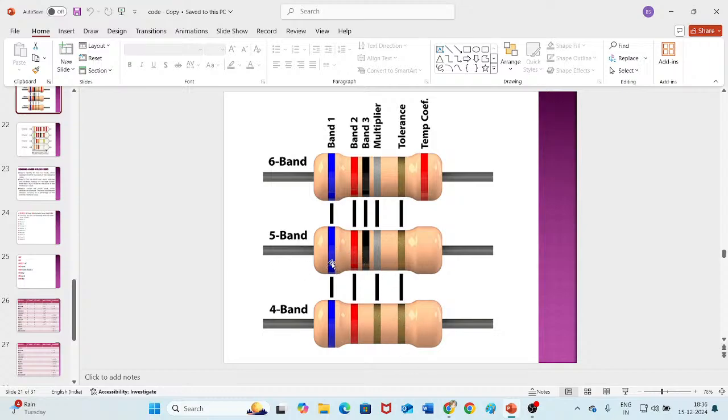For 5 band, the first three are the digits: digit 1, digit 2, digit 3. The fourth one is the multiplier and the fifth one is the tolerance. For 6 band, the first three are the digits: digit 1, digit 2, digit 3. The fourth one is the multiplier, the fifth one is the tolerance, and the sixth one is the temperature coefficient.